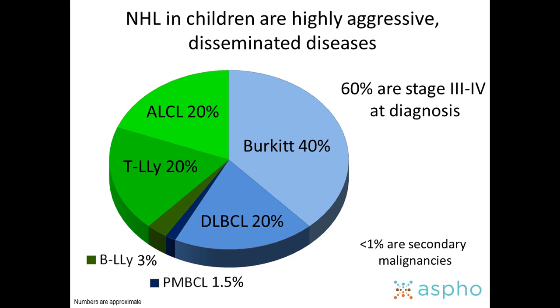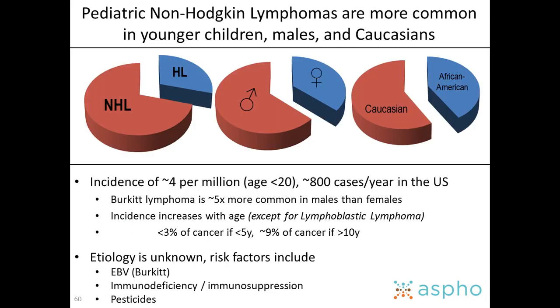The epidemiology is shown in this pie chart, with Burkitt being about 40%, the other major players about 20% each, and yes, I know this adds up to greater than 100%. And then the B lymphoblastic lymphoma and the primary mediastinal B-cell lymphoma, a much, much smaller percent. Less than 1% of pediatric lymphoma are secondary malignancies, but they do exist. And again, 60% of these are stage 3 to 4 at diagnosis. So they're highly aggressive, disseminated, high-stage diseases.